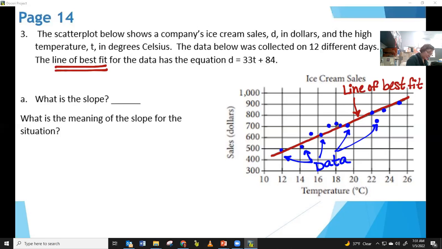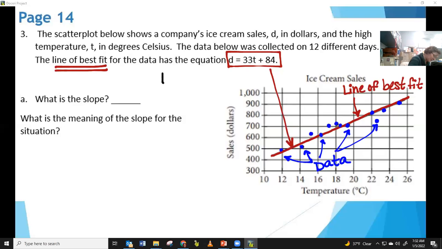Anytime we have a line, we're going to have an equation for that line. This right here is the equation for the line of best fit. This is the line that we see graphed right here. What is the slope for that line? I'm looking for a number right now. What is the slope for that line? Good guess.